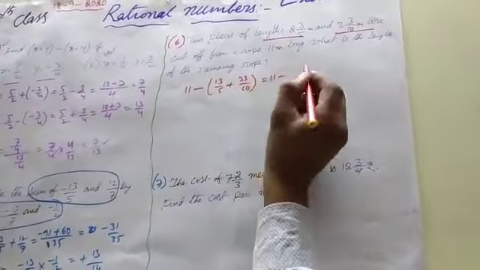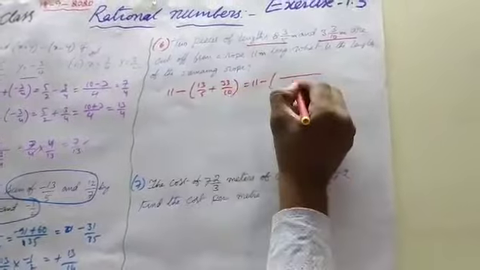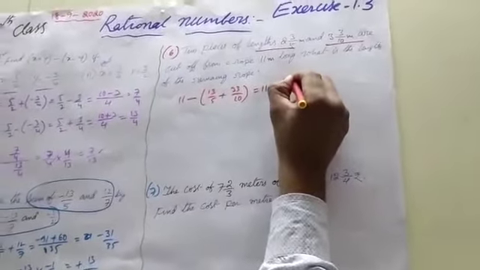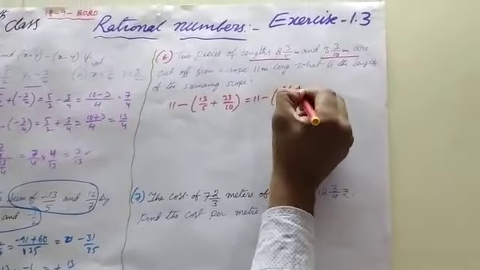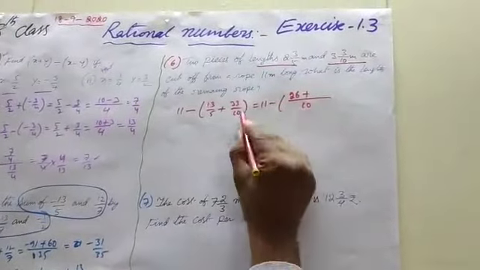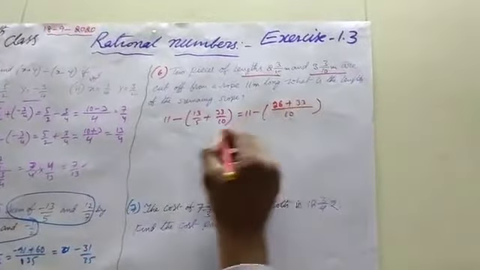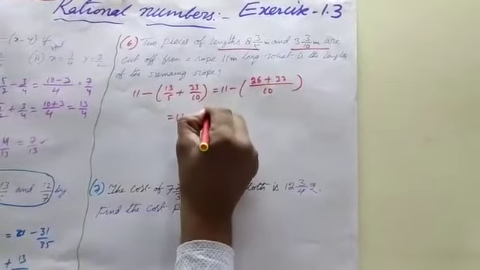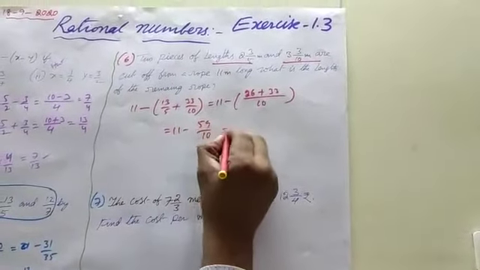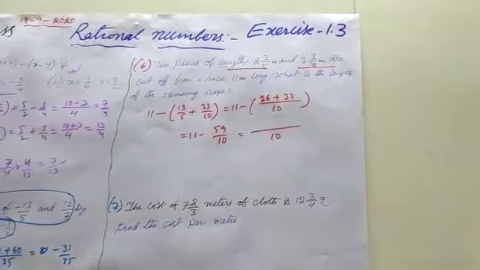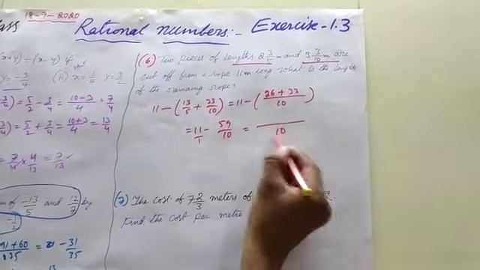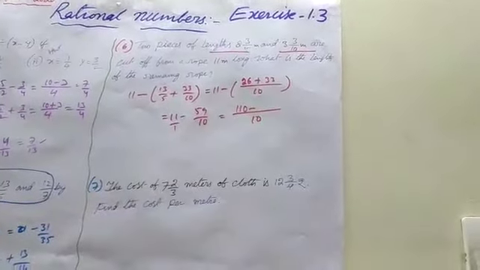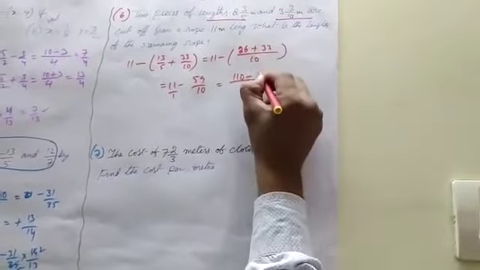This is equal to 11 minus, what is the LCM? 10. 10 divided by 5 is 2, 2 into 13 is 26, plus 10 divided by 10 is 1, 1 into 33 is 33. This means 11 minus 59 divided by 10. The LCM of 10 and 1: 11 means 11 by 1, 10 into 11 is 110, minus 59.